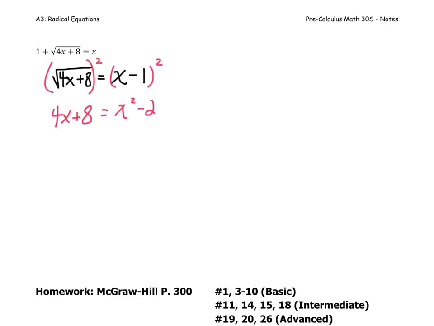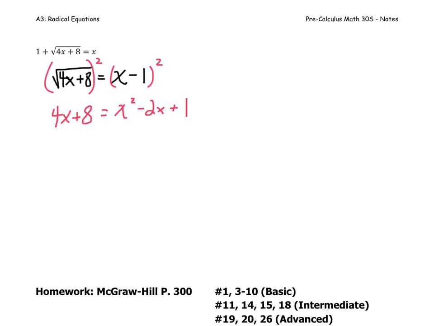Okay, here's a final example. I'll start off by shifting that 1 over, so I'll have the radical isolated by itself, and x minus 1 over here. Okay, I'm going to square both sides. Squaring the left side just gives me 4x plus 8. On the right side, well, that's going to be x squared minus 2x plus 1.